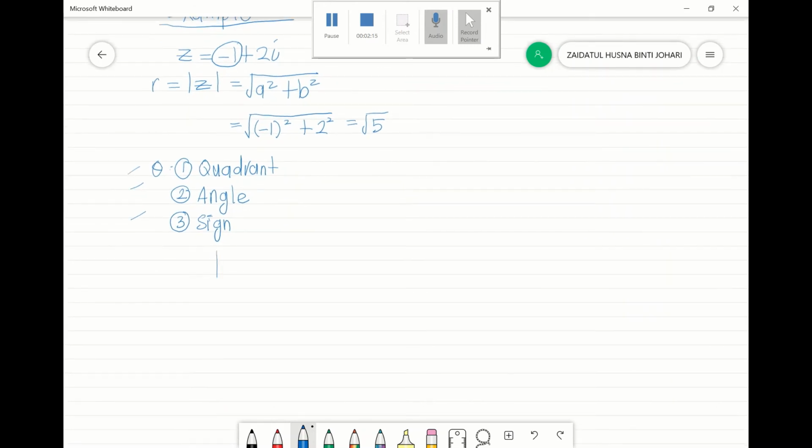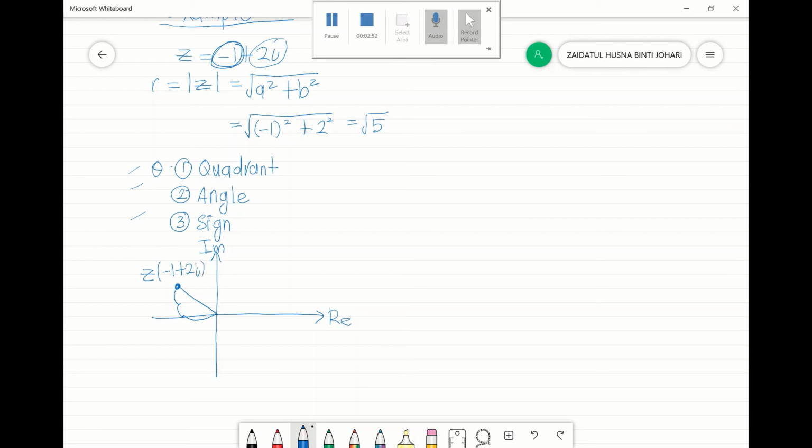Now let's draw the Argand diagram. The x-axis is always represented by the real axis, and the y-axis by the imaginary axis. Now where is our complex number located? The real part is -1, so it moves 1 unit to the left. Then positive 2i means it moves 2 units above. So this is z, -1 plus 2i.